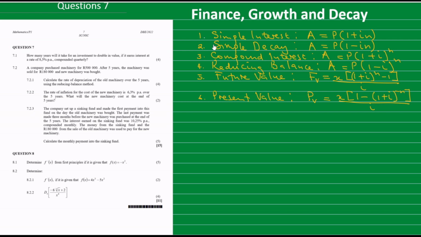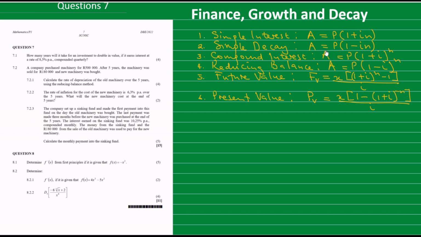So we have got the first question. The first formula is simple interest. The formula is given as A equals P into 1 plus i times n. Simple decay, compound interest, reducing balance, future value, and present value. At this stage, I believe that you are familiar with these formulae and you know what each of these variables stand for.